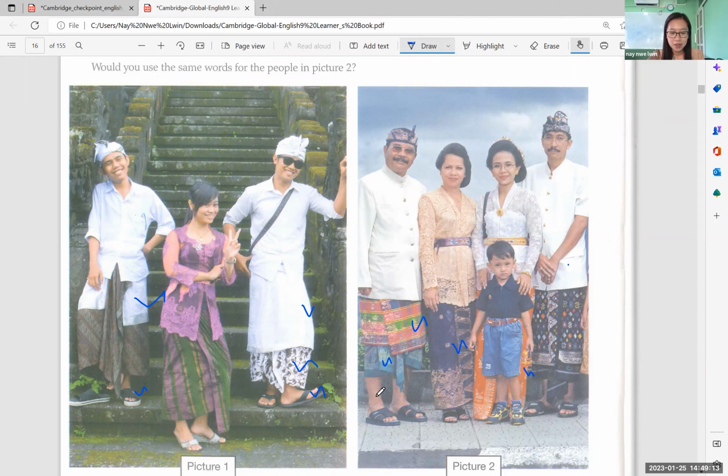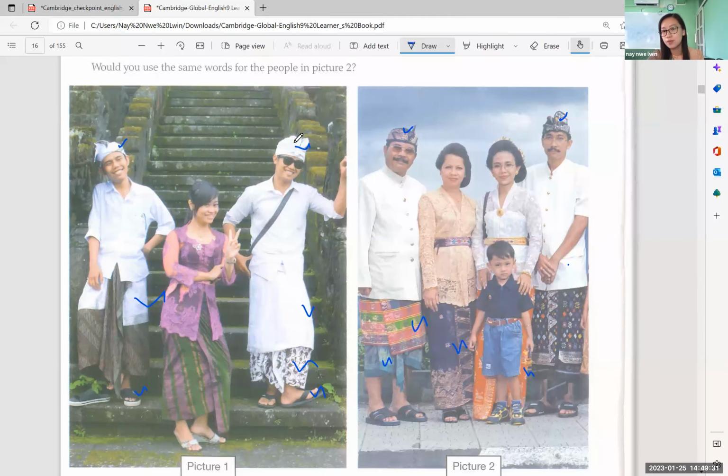Okay, so next one. How do we call these? Headwear. Udeng. Maybe udeng. Yes, udeng, right? Maybe we pronounce it wrongly.